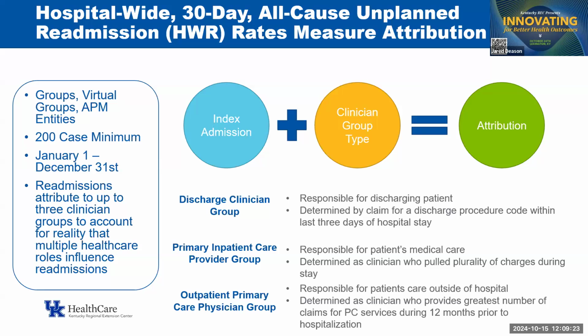If a patient has an index admission and is readmitted within 30 days, any clinician group that falls into one of these categories will have that readmission attributed to them. In the event that the clinician group played a part in 2 or all 3 of these roles of admission, the readmission would only be counted once for that group.